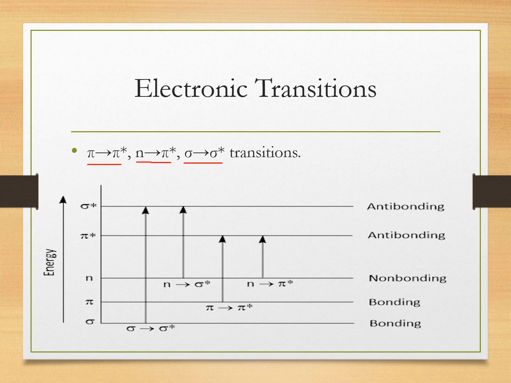As we can see, these are n to pi star transitions, pi to pi star transitions, n to sigma star transitions, and sigma to sigma star transitions. These are bonding molecular orbitals, sigma and pi. These are anti-bonding molecular orbitals, sigma star and pi star, and this is the non-bonding molecular orbital.